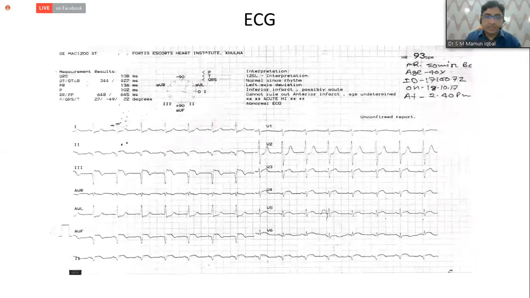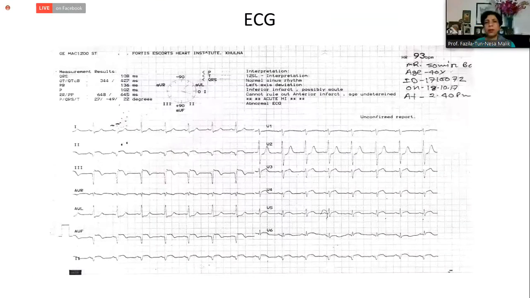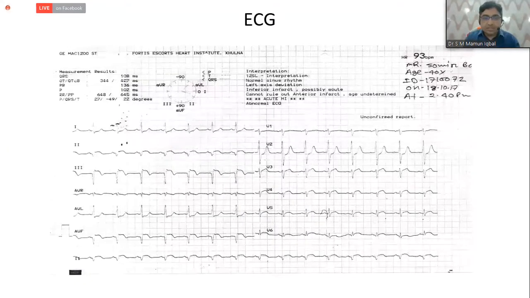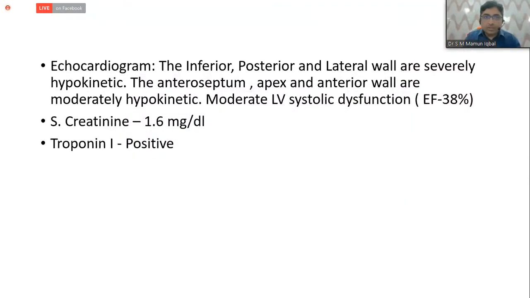This was his ECG. It showed pathological Q waves in 2, 3 and aVF, some J-point elevation in V3, 4 and 5, and also a tall R in V2. So our diagnosis was inferior STEMI. The echocardiogram showed the inferior, posterior and lateral walls were severely hypokinetic, and the anteroseptum, apex, and anterior wall were moderately hypokinetic. His serum creatinine level was 1.6 milligram per dl. His troponin I was positive.